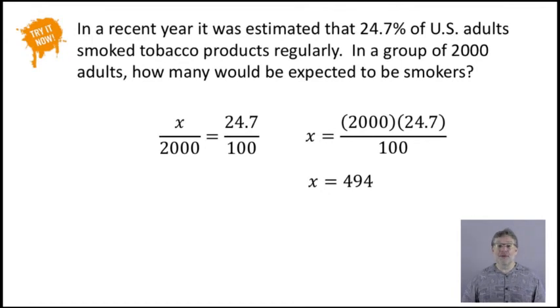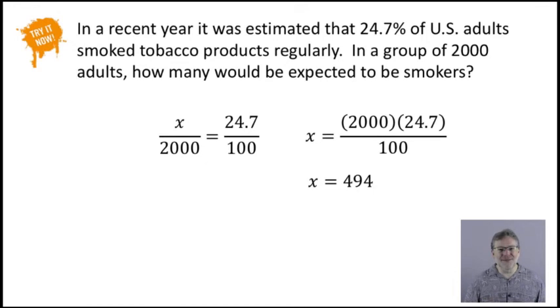Well, implicitly, what we're trying to find here is what is 24.7% of 2,000 people. So we know what the rate is. It's 24.7. 24.7% of 2,000 people is what we're trying to find. So our base is 2,000 and our amount is X. We solve that proportion through cross multiplication and we get 494 smokers out of 2,000.